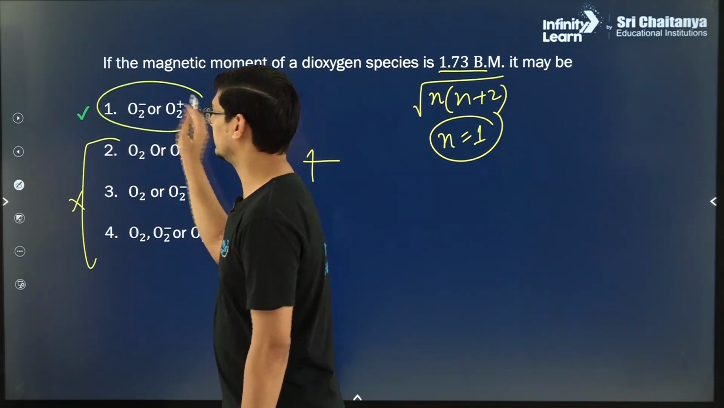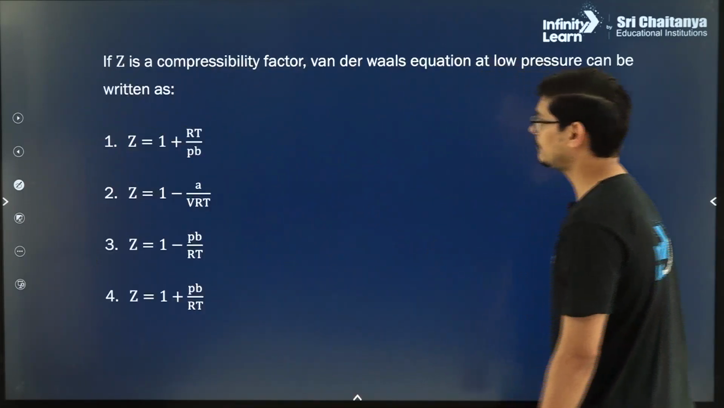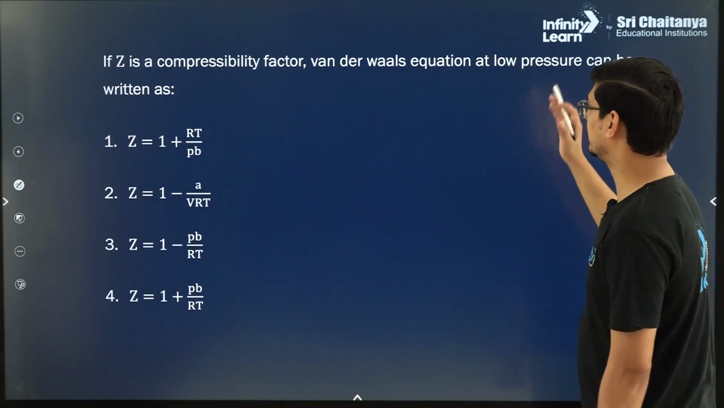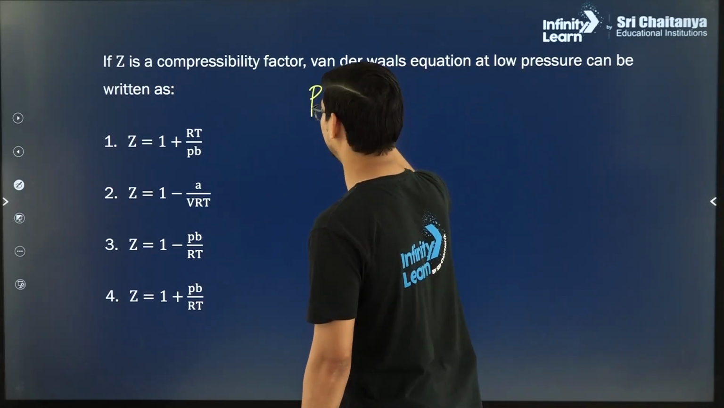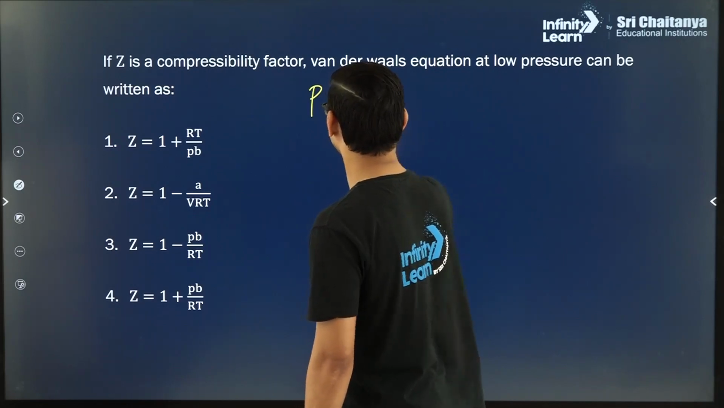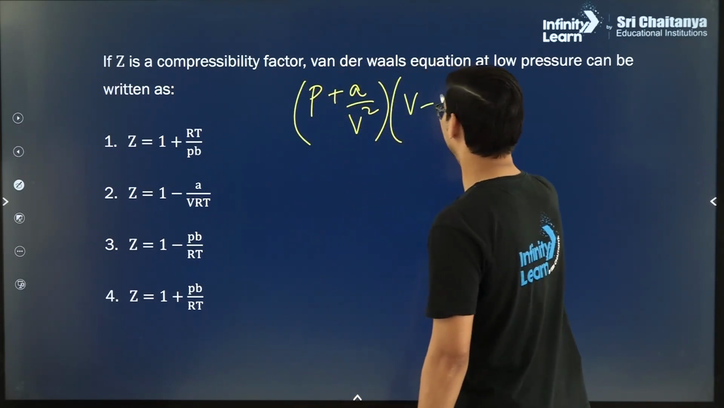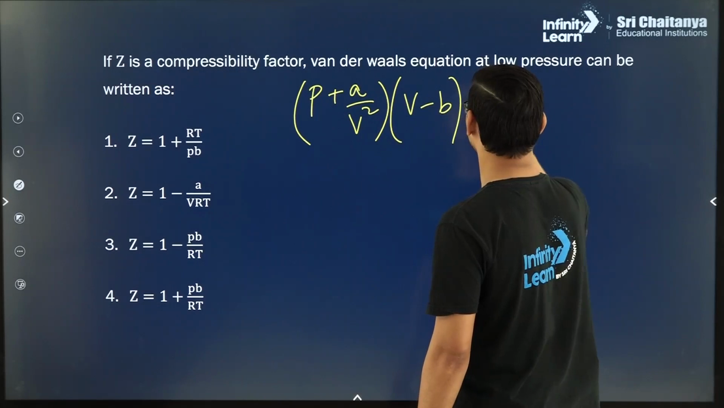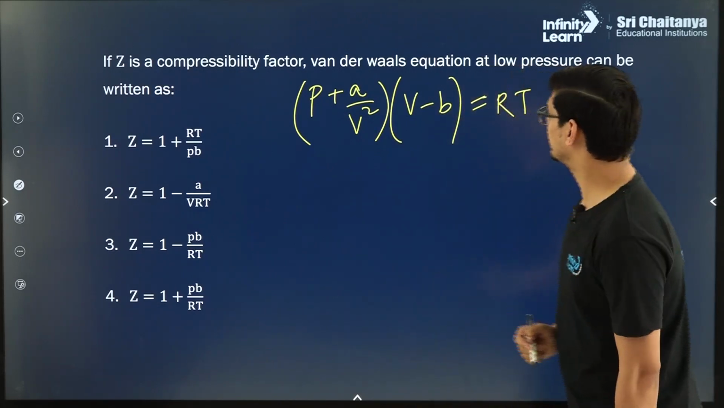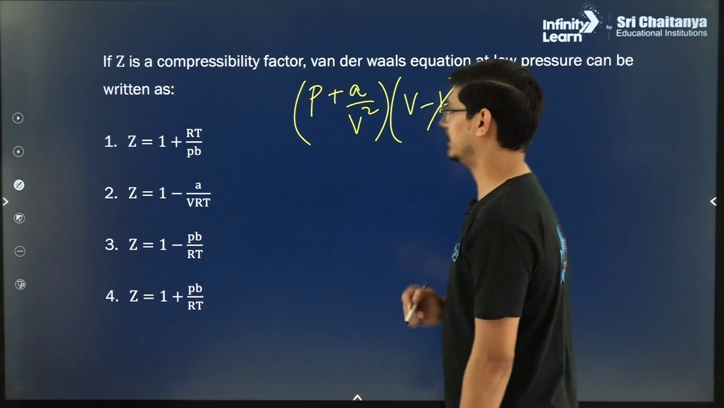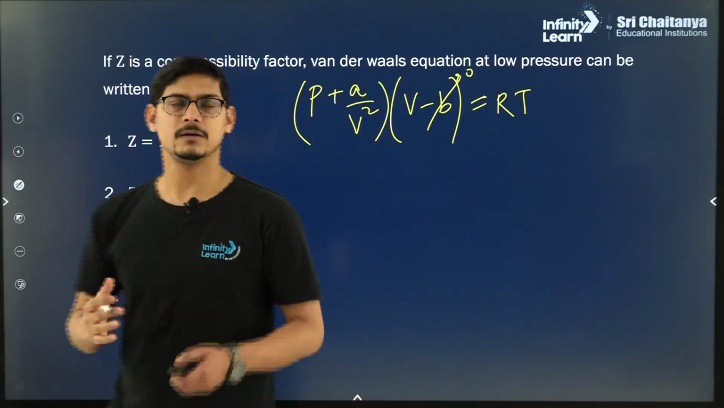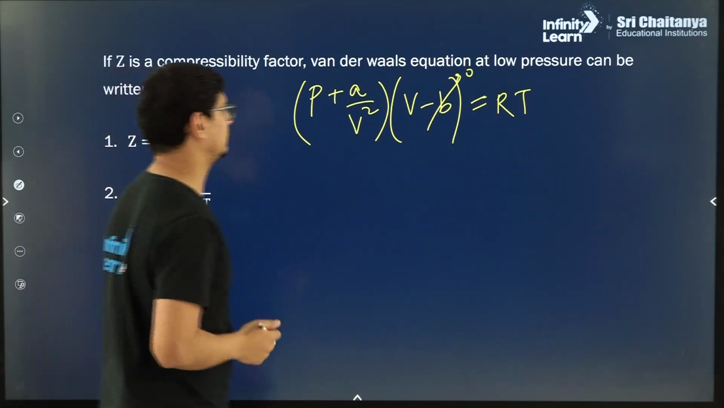This makes option 1 the correct answer, right? If Z is a compressibility factor, then consider the Van der Waals equation at low pressure. The Van der Waals equation for 1 mole of gas is (P + a/V²)(V − b) = RT. If the pressure is low, we can ignore the volume of the gas, right? Attractive forces are there, but we can ignore the volume occupied by gas molecules.